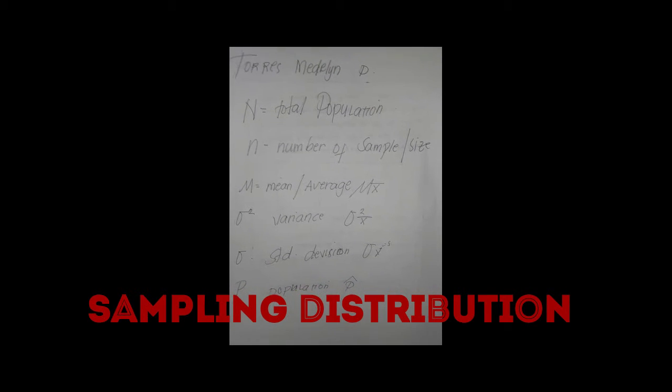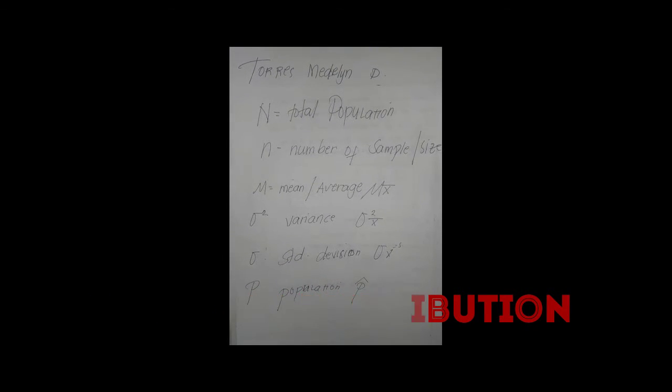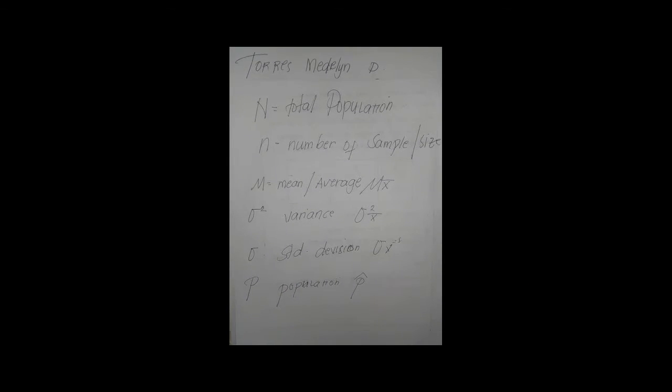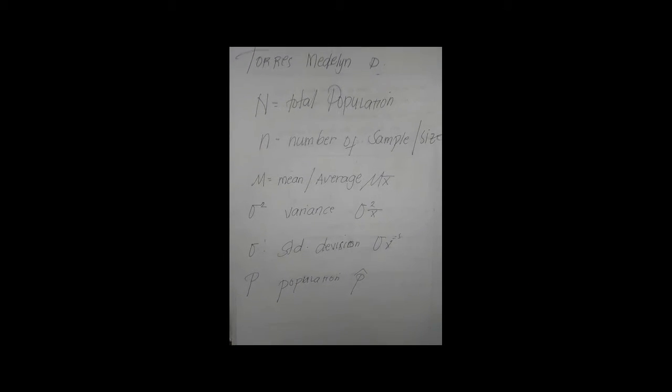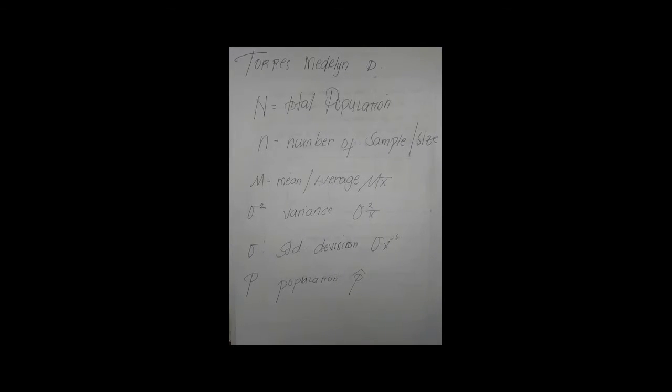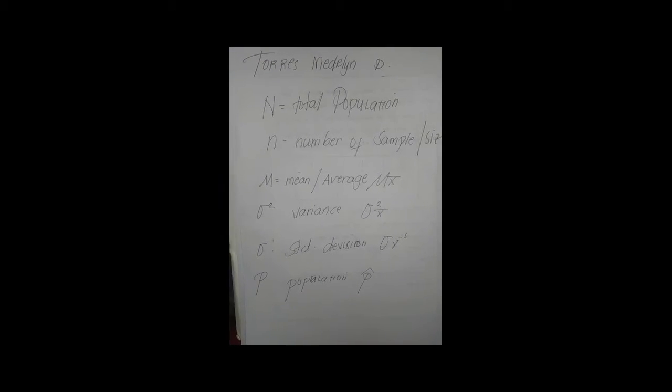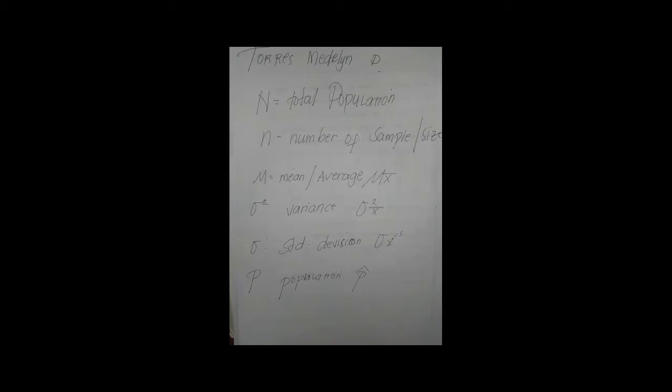Introduction muna natin yung mga notation nila. The big letter N is the total population, and the small n is the sample size. M is the mean or average, the mean of the sample mean, and the variance of the sample mean. The standard deviation is the standard deviation of the sample mean, and the population.